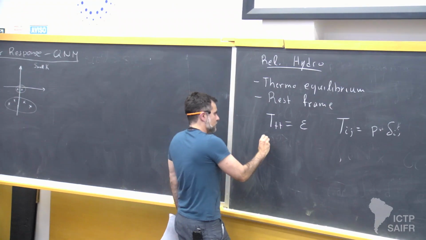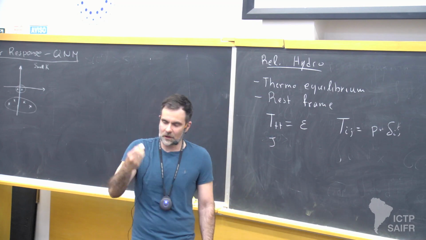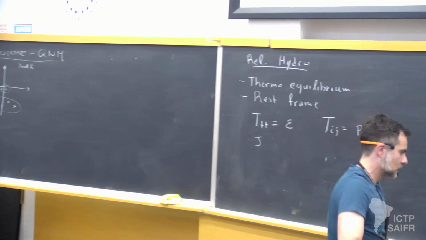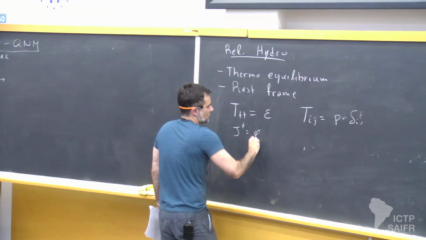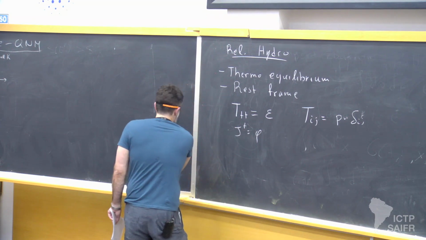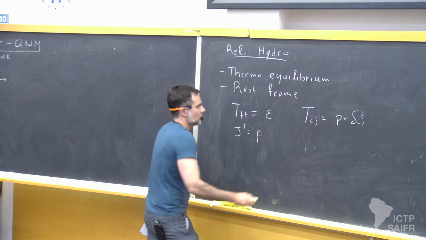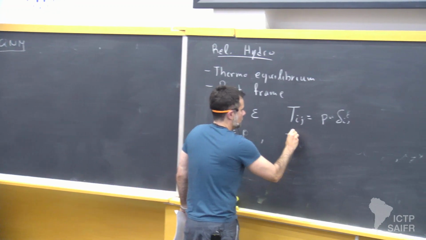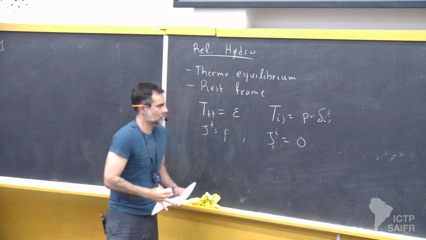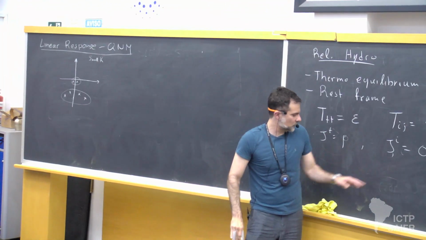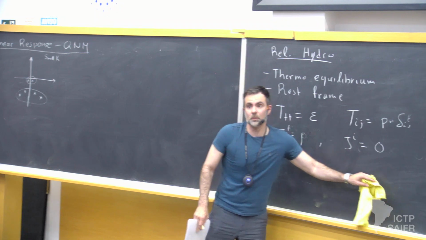Now, for the charge density, if you have a conserved electric current in your system, the time component will be the charge density rho, and the electric current will be 0. Now, there is a little bit of an assumption here, that I am not in a superfluid phase.